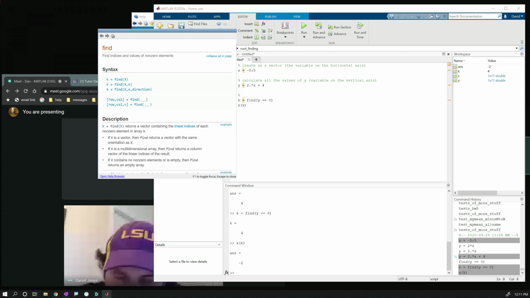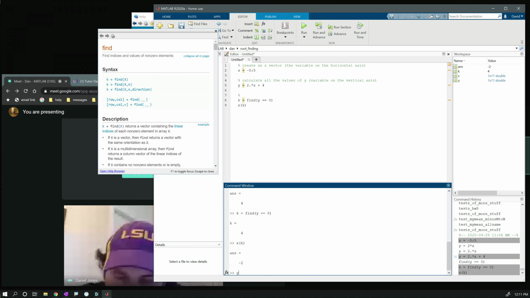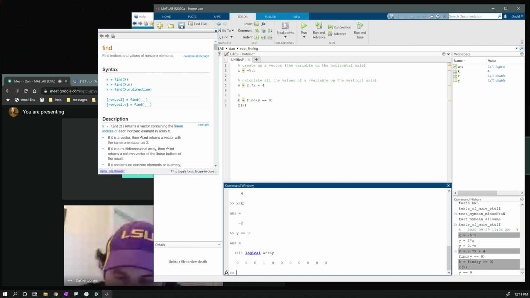Okay. So the way this one works, if I just say y equals 0, all I get is this array of false, false, false, true, false, false, false, false, false. Which is basically, for each element of y, telling me true or false, is it equal to 0? So this is the thing that gets sent to the function find. And it says find the indices where it's not 0. Well, here it is. It's not 0 when you're at element or index 4.